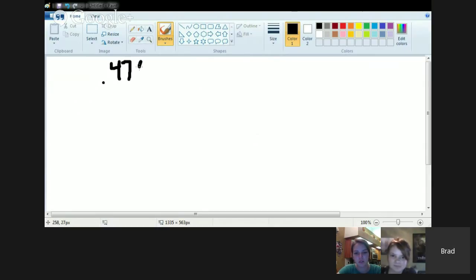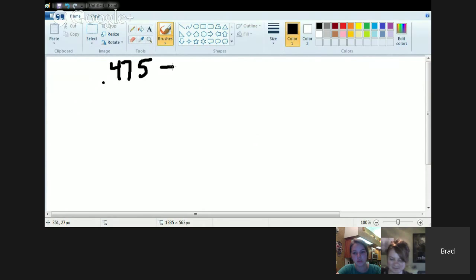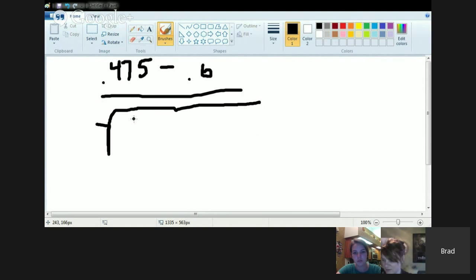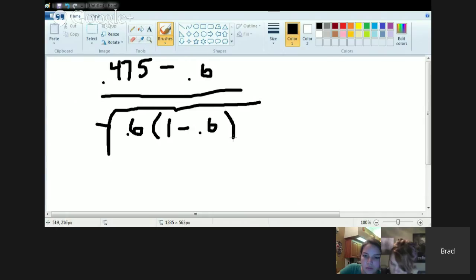Sorry, this is going to be messy. It's fine. All right, minus, and then our p is 0.6. And then we have 0.6 times 1 minus 0.6 over 80.